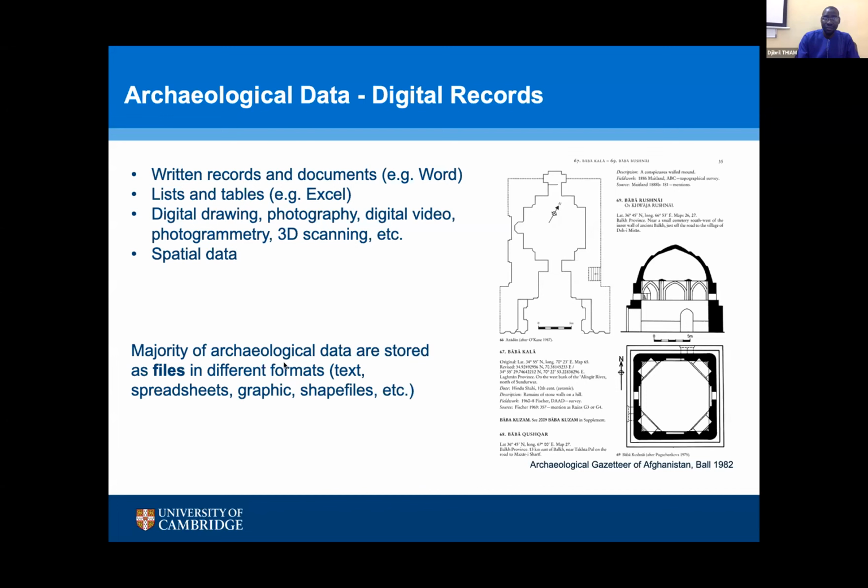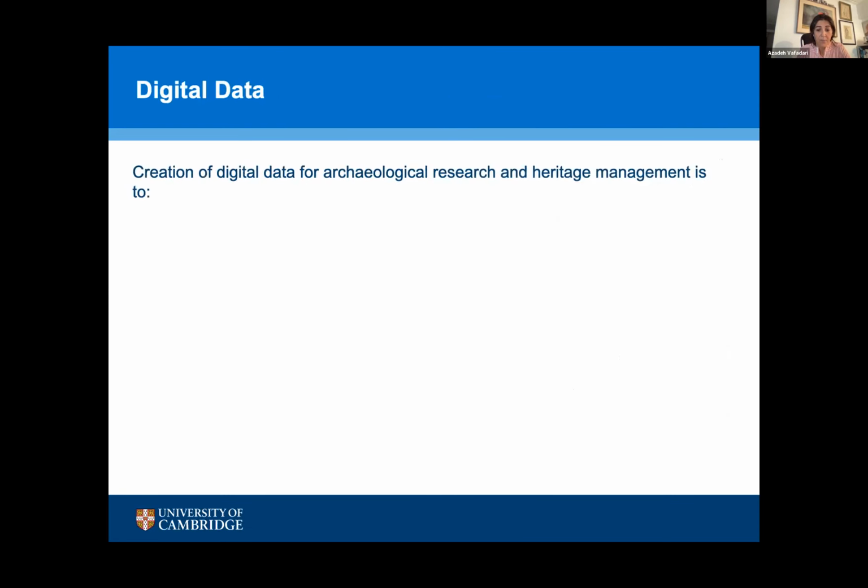It could be lists and tables, like Excel or spreadsheets, drawings, photography, video. You can make videos, photogrammetry, 3D scannings, and spatial data. And you record GPS coordinates. And with that, the focus is on, because archaeology is inherently spatial, we always wanted to know the exact location of sites. So recording coordinates has been something that we've been also doing. And the majority of the data that we store, the digital data, is as files in different formats. As I said, text, spreadsheets, graphics, shape files on our computers.